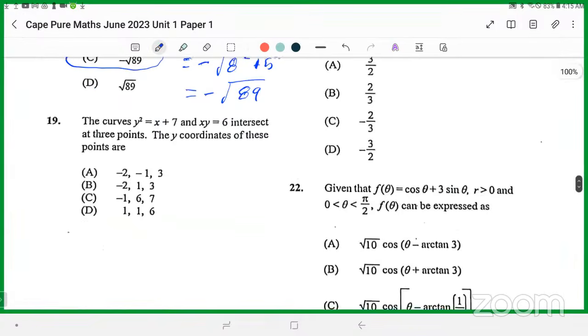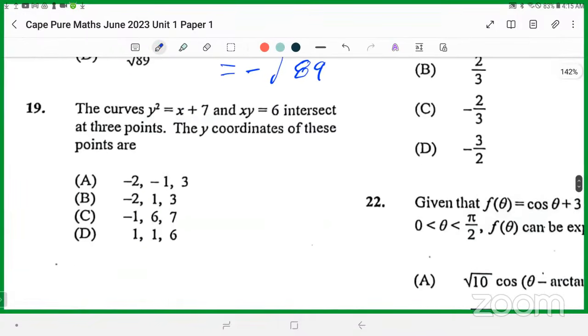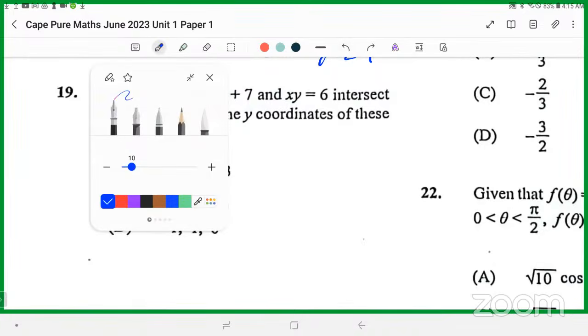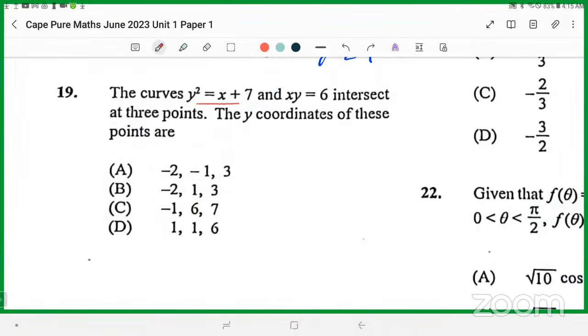All right, this one says y squared is this, xy is 6. It says they intersect at 3 points. It asks for the y coordinates of these 3 points. So basically we want to eliminate the x. We want to find the y values. To eliminate this x, since I have xy here, I'm going to take this equation and multiply it with y. This will become an xy, same as that.